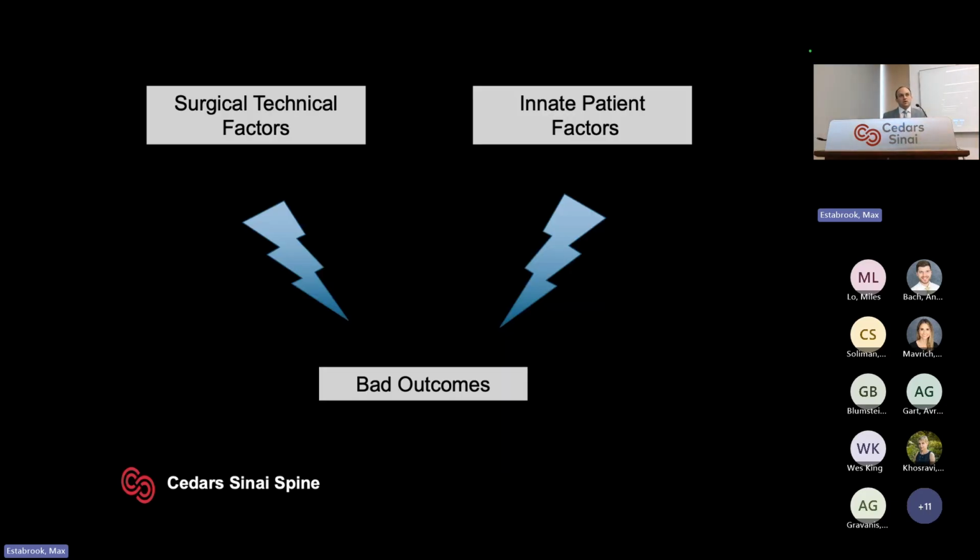And so the lesson here is that while we all want to focus so much on what we're doing and how we do it, there's probably a lot of patients here that have innate patient factors that we need to identify that probably contribute more to their bad outcomes than what we're doing in the operating room.